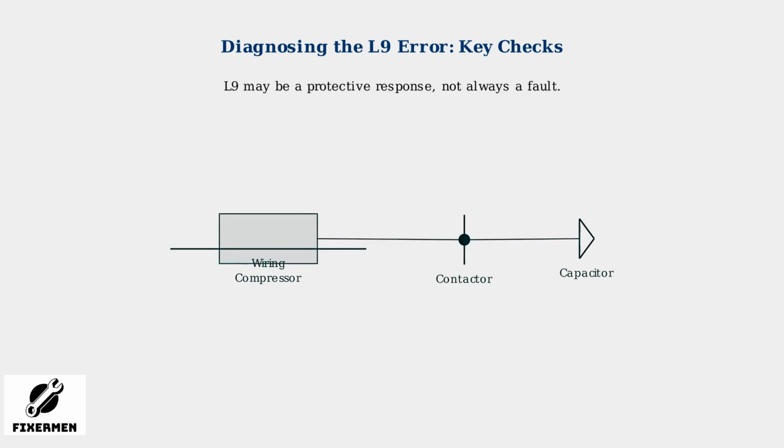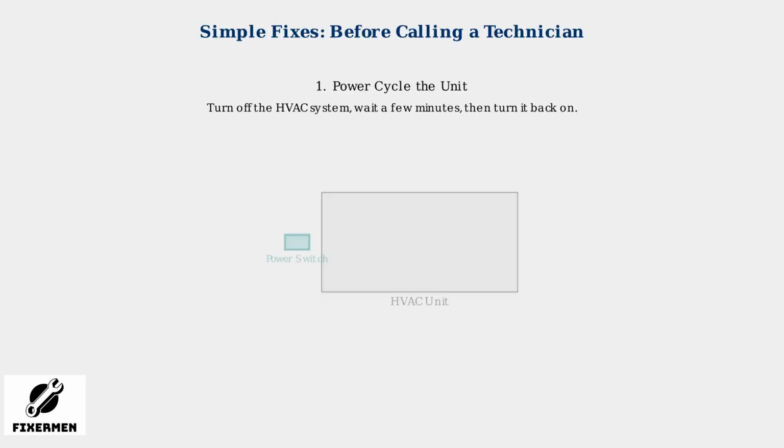Remember that the L9 error isn't always indicating a permanent fault. It could be the system's protective response to temporary external problems. Before calling a technician for an L9 error, try these simple fixes. First, power cycle the unit by turning it off, waiting a few minutes, and turning it back on. This can reset the system and clear temporary faults.